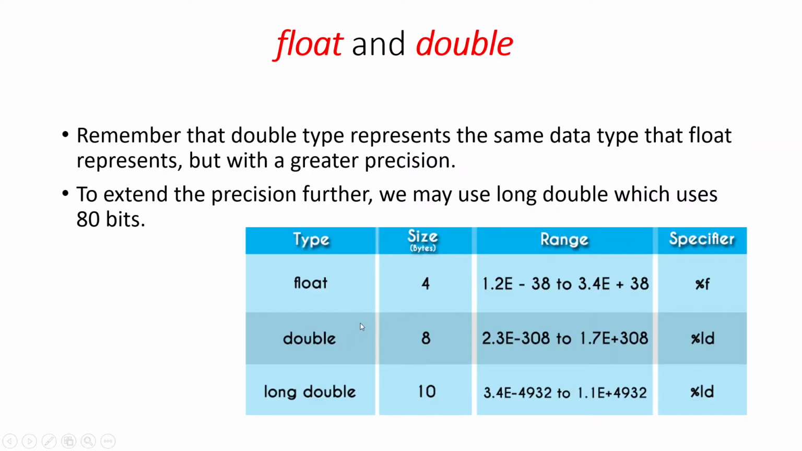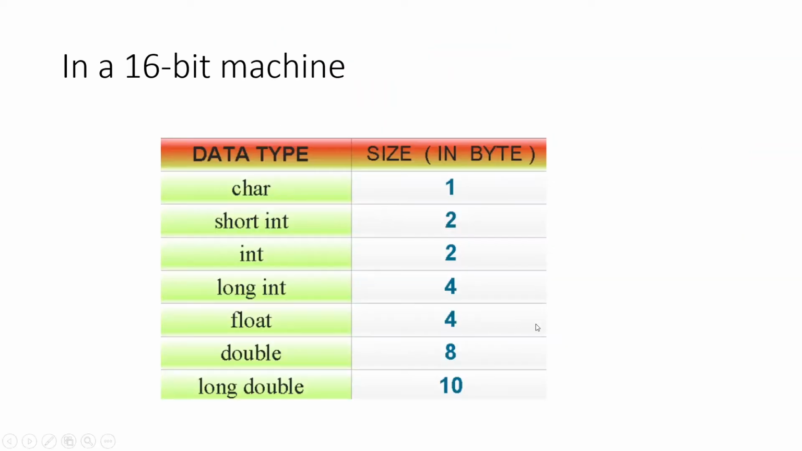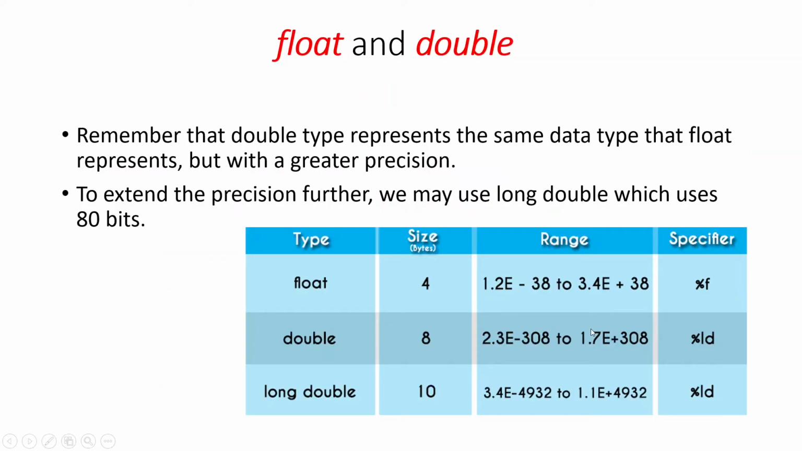So you can check this. When float takes 4 bytes, double will take 8 bytes. And in the last class, we discussed the format specifier, and we discussed that for float, it is %f. In case of double, in some cases it is %lf, in some cases it is %ld. Okay.